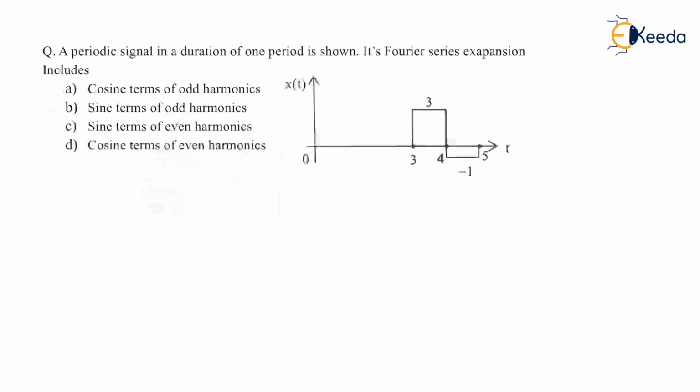A periodic signal in a duration of one period is shown. Its Fourier series expansion includes. Try to understand that. Whenever they ask you any question related to Fourier series, please don't forget that the given signal is obviously a periodic signal. And they're very clear about it. It is a periodic signal, but only one duration of the signal is shown. It means it is continuous, it is never ending. So the same pattern would repeat here, and the same pattern will repeat towards its left side also.